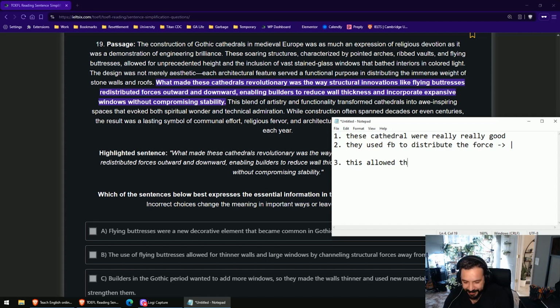This allowed the builders to reduce, to make walls thinner, let's say, or less thick, which could be considered the same. And also they started adding windows, good windows.